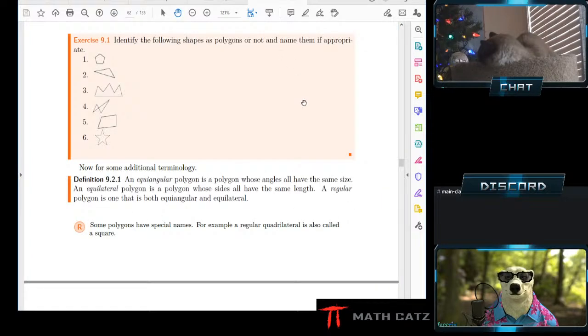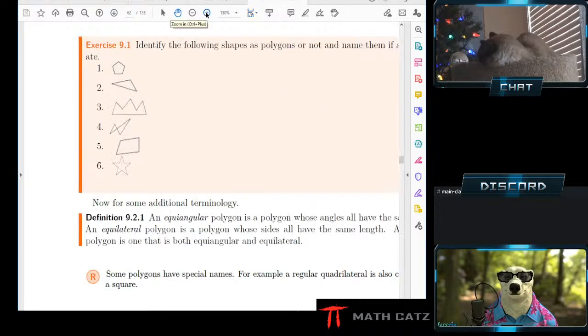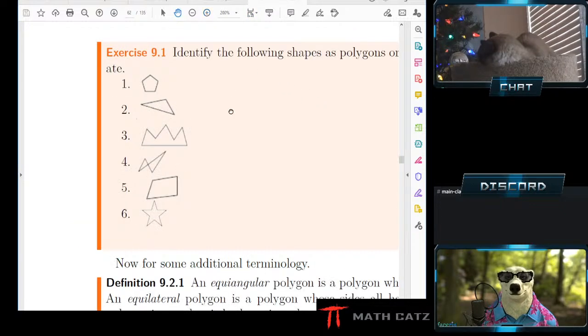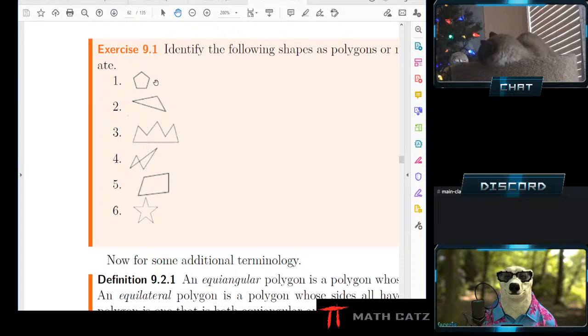So now let's go to this exercise 9.1. Zoom in a touch more. So number 1, yes, it's a polygon. It is a pentagon. You just count the number of sides. Because they're all straight lines, they're easy to count and easy to identify. You can count the corner points, you can count the vertices. This is going to be the same number every time. So a polygon has that nice simple structure, as simple as we can really make it.